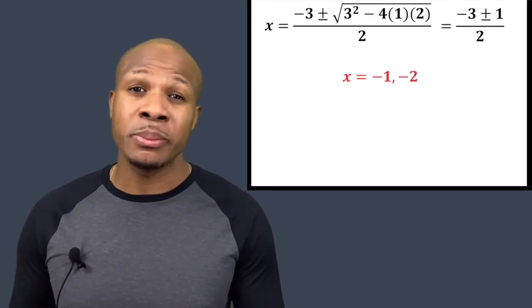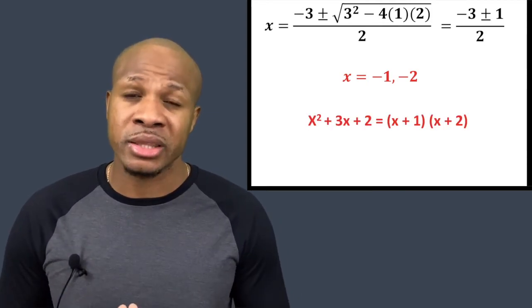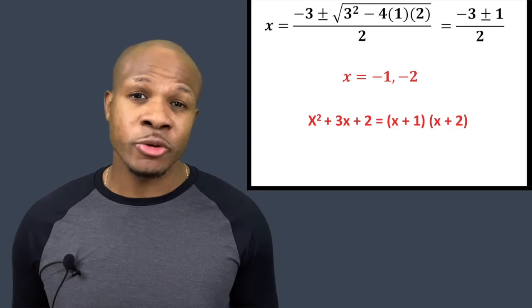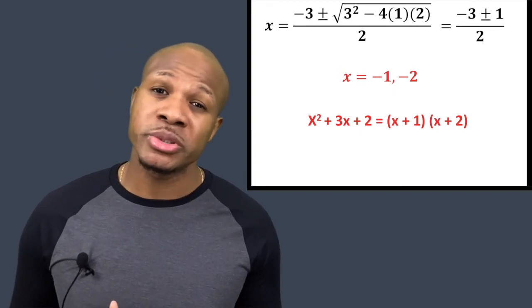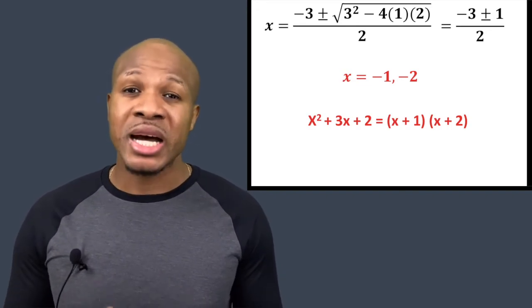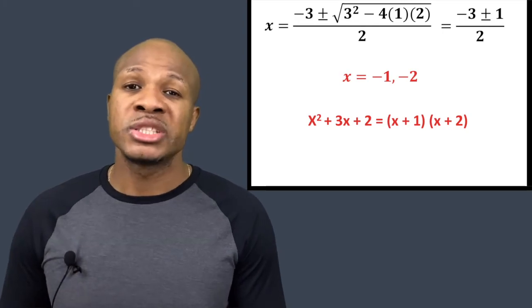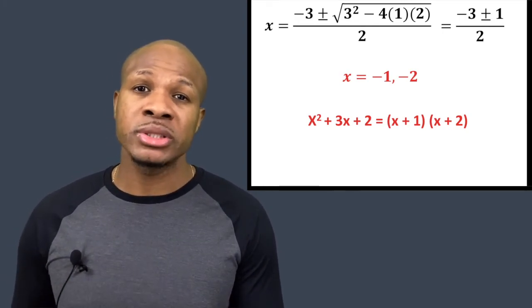So -1 and -2 are the 2 roots of our polynomial, and we can use these to get the factors. Because remember, the factor is going to be x minus the roots, and x minus -1 is going to be x plus 1 times x minus -2, which is x plus 2, and therefore this polynomial factors into x plus 1 times x plus 2.